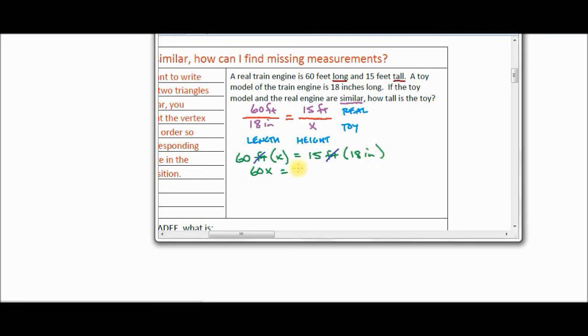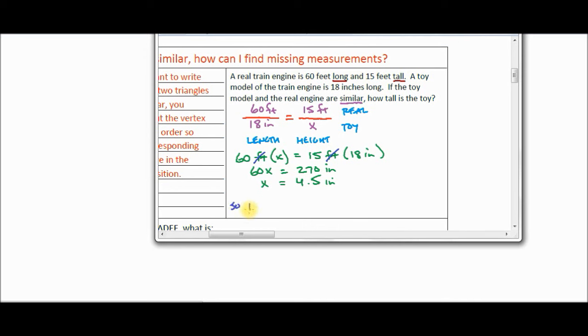15 times 18 is 270. And we still have inches because we weren't able to cross that off. And now we're going to divide both sides by 60. And you're going to end up with x equals 4.5 inches. So we just used the rules of similarity and setting up a proportion to actually find that the toy height is 4.5 inches. These kind of questions, class, should definitely be answered as a sentence. Let's go ahead and write that down.